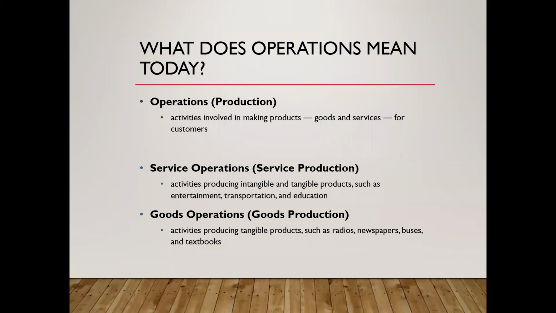But the intangible goods and services, such as entertainment, when you are listening to your favorite song or watching your favorite sports, you do not physically touch it, or you are not physically there, but you are enjoying the service, or you go for a haircut or a hairdo. We refer to that as what? As an intangible service that you're enjoying. Then with goods operations, those are the activities that produce tangible products, such as radios, cell phones, newspapers, vehicles, textbooks, etc.